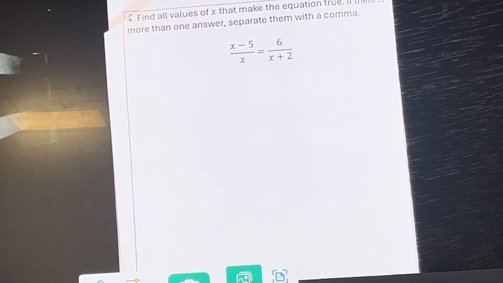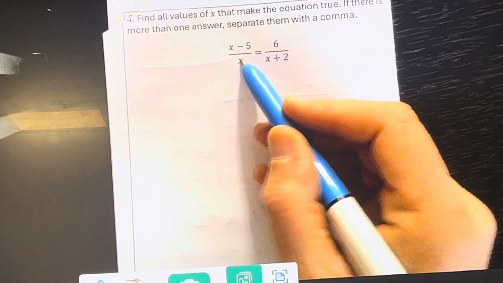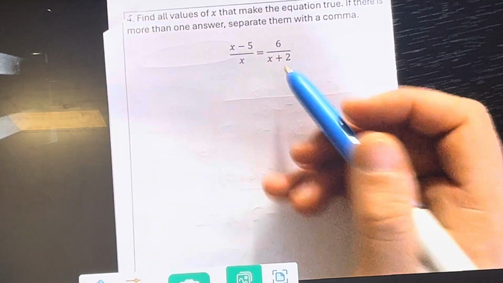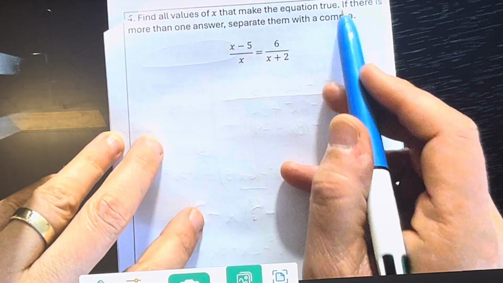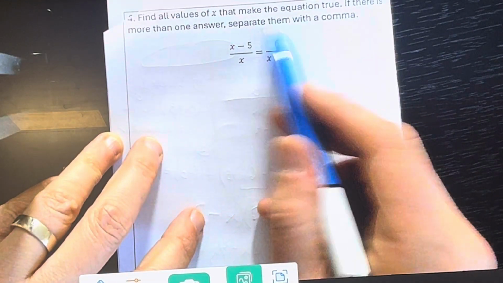Okay, so here we have two rational equations. We said that rational equations are equations that have variables in the denominator. Find all values of x that make the equation true. If there is more than one answer, separate them with a comma.